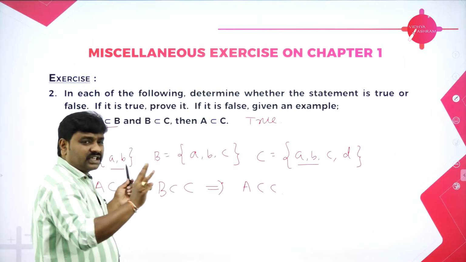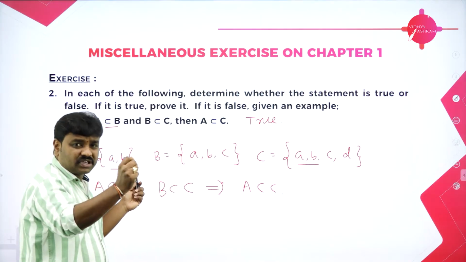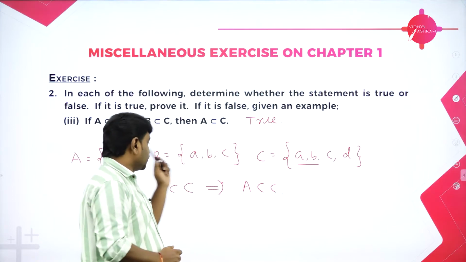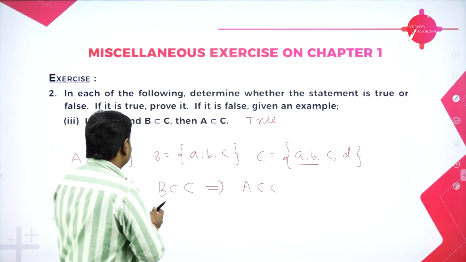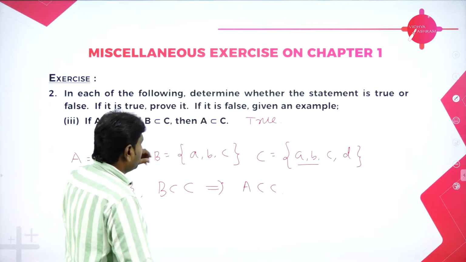You can see, you take 3 sets such that the first one is subset of the second one, which is subset of the third. First is subset of what? Third set. First is a part of this means definitely it will be a part of this set.